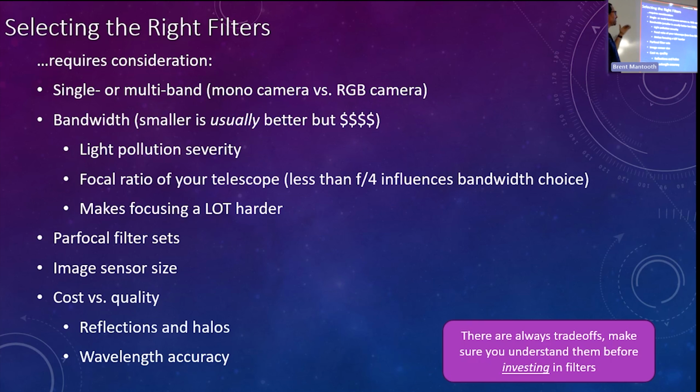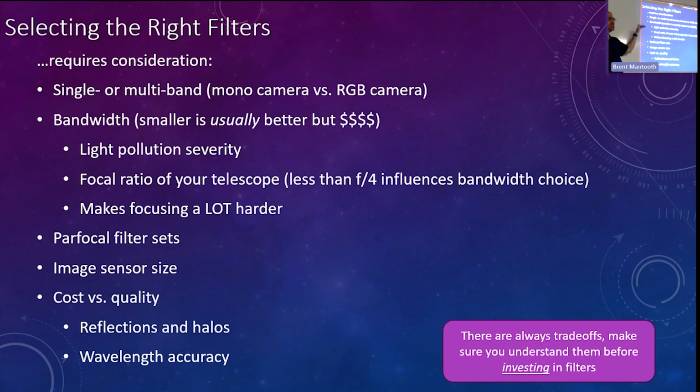It depends on what kind of camera you have. Whether you have a mono camera or an RGB camera is going to direct you down different paths. For bandwidth, usually a smaller or narrower bandwidth is better, but the cost is exponential. It goes up really fast. Yes, it's logarithmic.